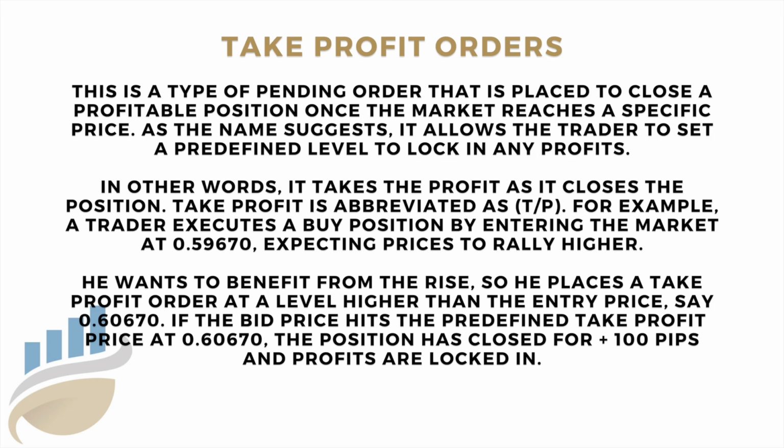So just to give a quick example, a trader executes a buy position by entering the market at say 0.5960, expecting price to rally higher. He wants to benefit from the rise, so he places a take profit order at a level higher than the entry price, let's say 0.6070. Then if the bid price goes on to hit the predefined take profit price at 0.6070, the position has closed for plus 100 pips and profits are then locked in. So we have gained from that change in price.